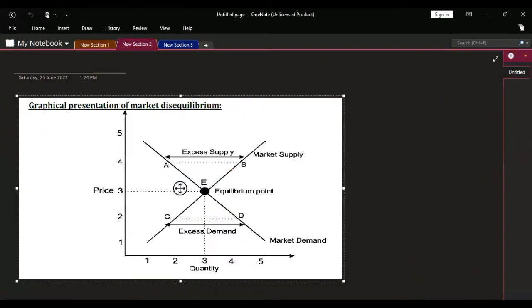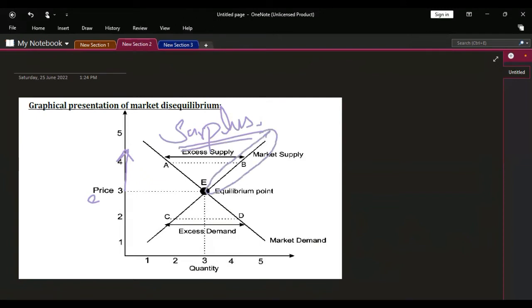A common diagram is set here in order to explain this concept. In this diagram, you can easily see that when we move upward from the equilibrium price, it will create a surplus in the market because supply is increasing and demand is decreasing.